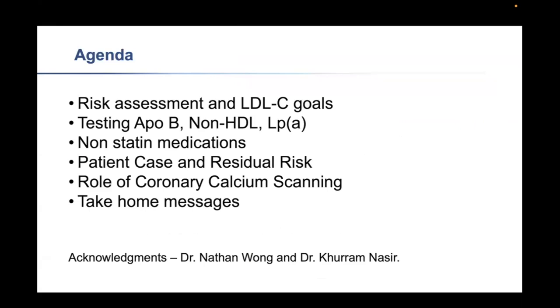I'm going to talk, it's a long agenda, but I'll try to keep things very simple and big picture so that people at least have some practical tips and pearls to take away and not make it super complicated. I'm going to talk about the first step of how to do the risk assessment and the importance of LDL goals. Even in America, in the Bay Area, there are Stanford community doctors and UCSF rheumatologists, even they are not up to date in lots of these things.